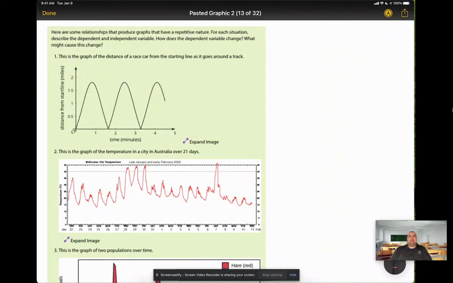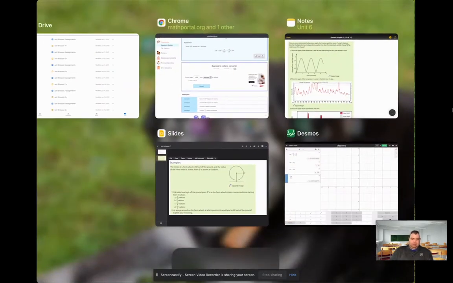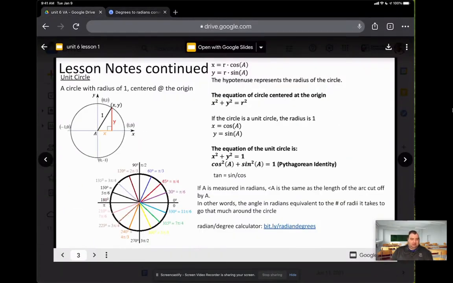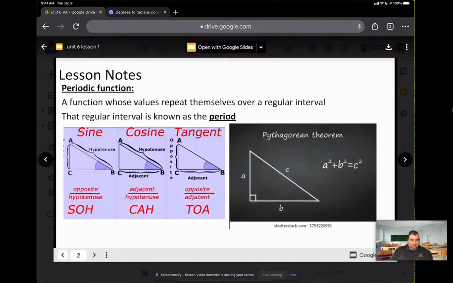All right, lesson 8 of unit 6. Here are some relationships that produce graphs that have a repetitive nature. All right, now repetitive nature, what we want to do is go back to our lesson notes from unit 1, and we want to talk about how repetitive nature means we have a periodic function.